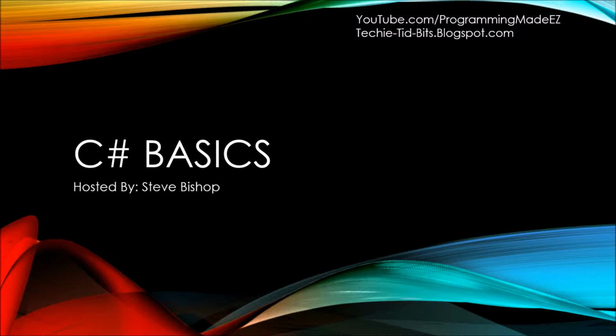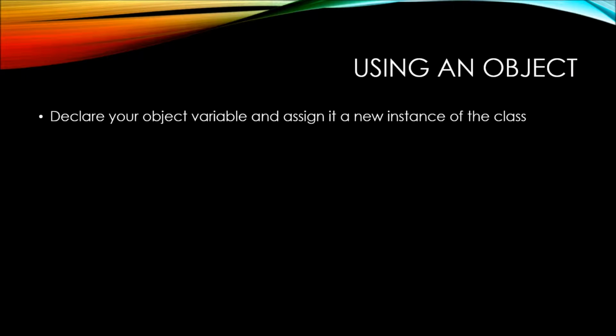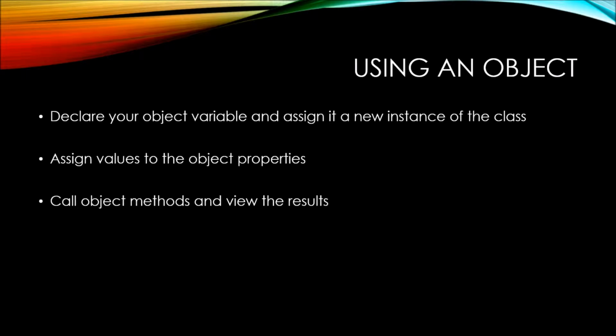In this video on C# Basics, we'll be actually using an object. So first, you're going to declare your object variable and assign it a new instance of the class, which is something we've already done. Then we're going to assign values to the object's properties, followed by then calling an object's method and view the results.